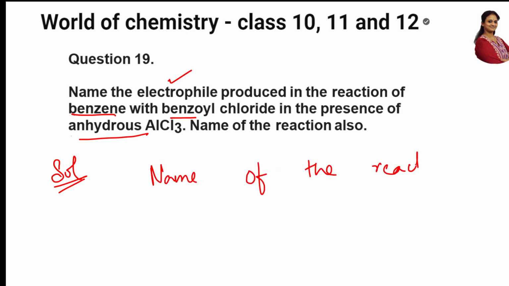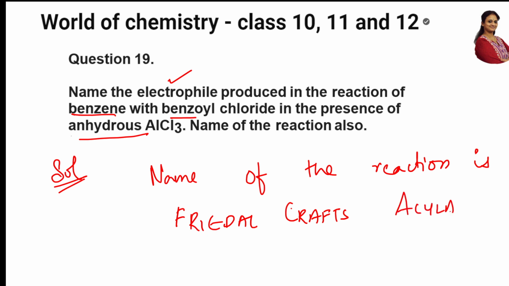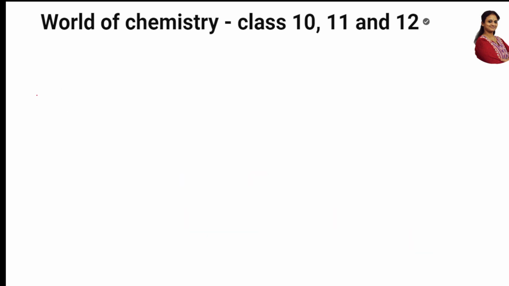How did I know this? Because I know there is a benzene ring taken. So you'll write it is Friedel-Crafts acylation reaction. Then now you have to show the reaction part. So let us take benzoyl chloride. Benzoyl is this, chloride is this.